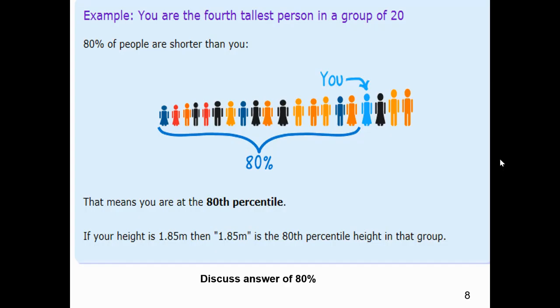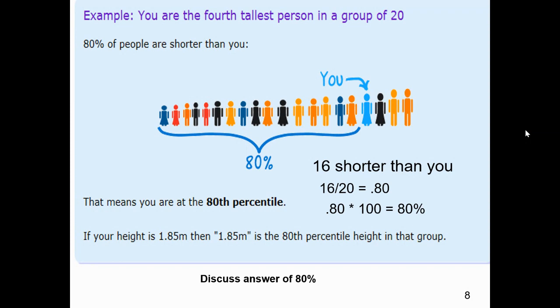If you arrange people in a class according to height and you're told that your height is in the 80th percentile, it simply means that you're taller than 80% of everybody else in that class. And there you are right here. You're taller than 80%, and 20% of the people in the class are taller than you. 16 people here are shorter than you. 16 over 20 is 0.80, times 100, 80th percentile.